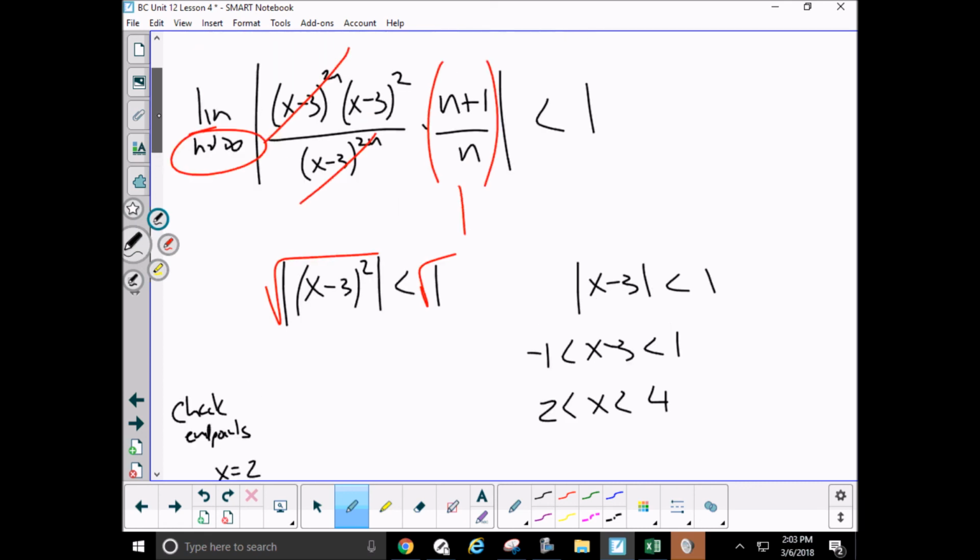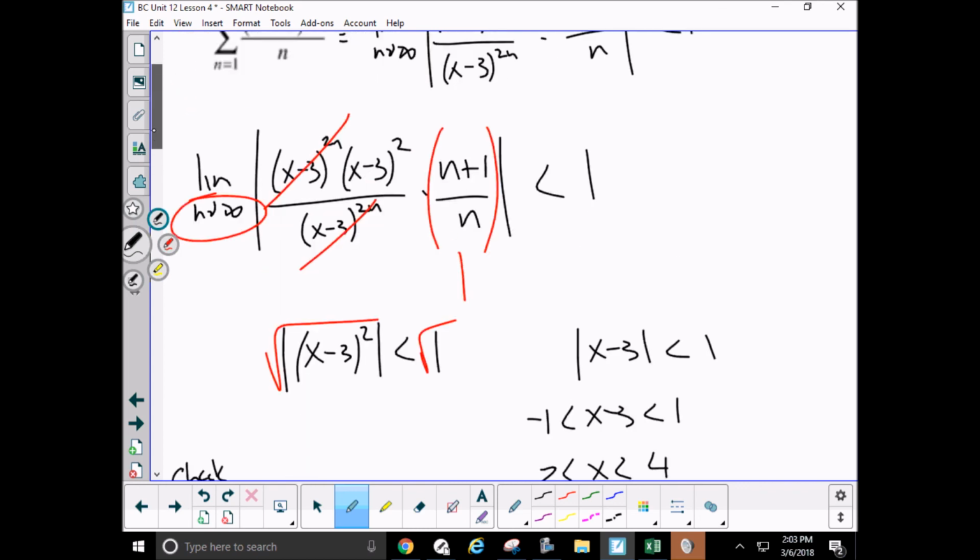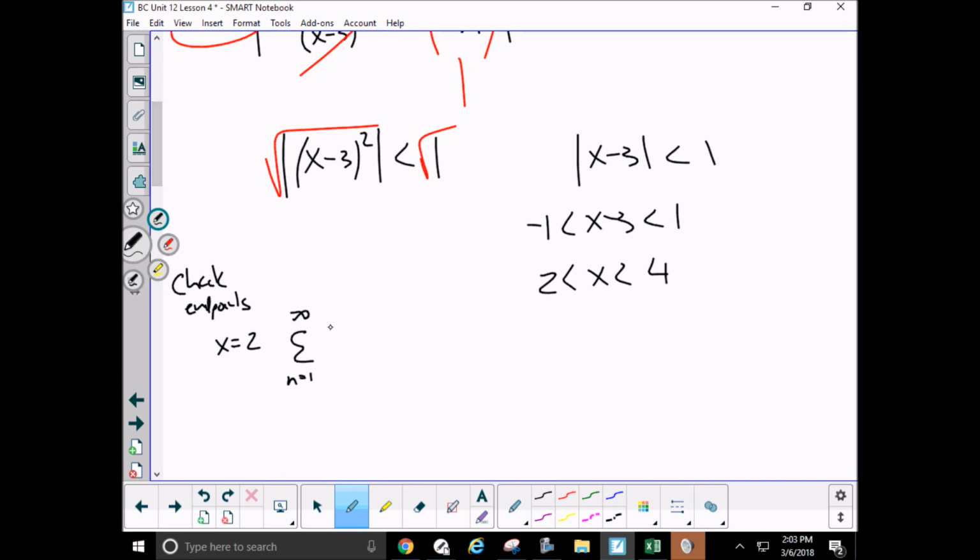So we're going to check our endpoints when x is 2. And I have the sum, n starts at 1, goes to infinity, of, I plug in 2 in for x, I have negative 1 to the 2n over n. Now, negative 1 to the 2n can be written as negative 1 squared to the n, which is just 1 over n. And this series is a divergent harmonic. I mean, all harmonics are divergent, so it's divergent because it's the harmonic.